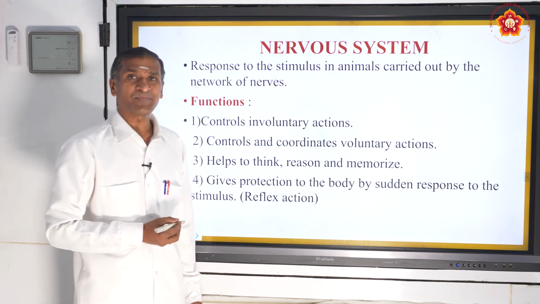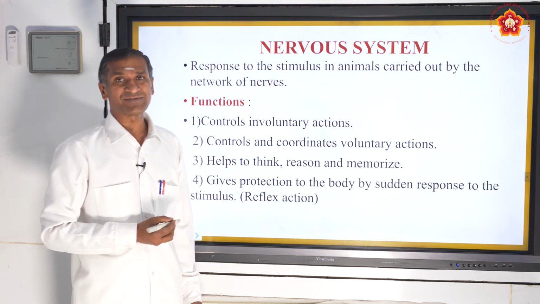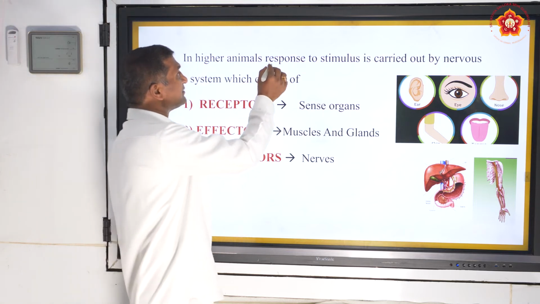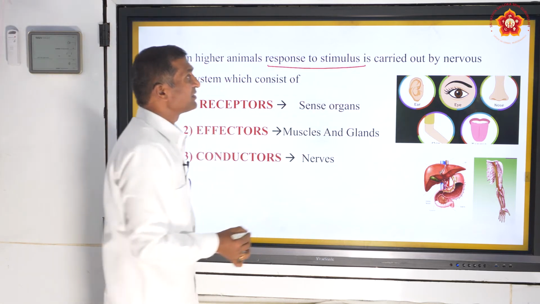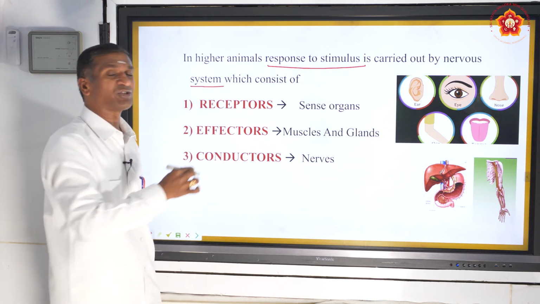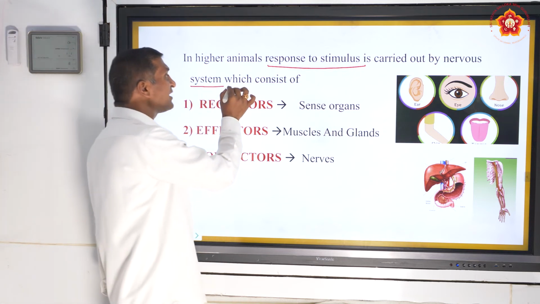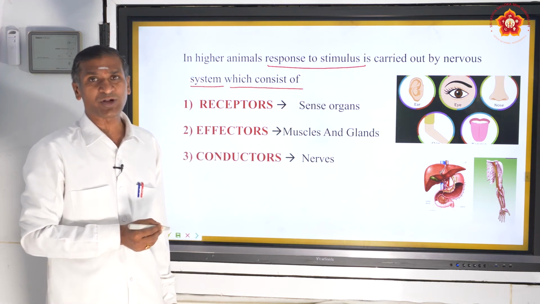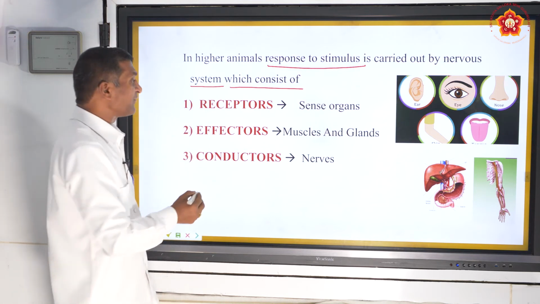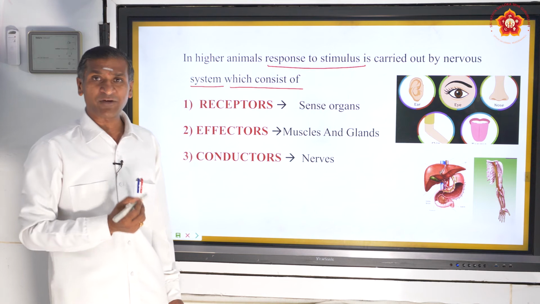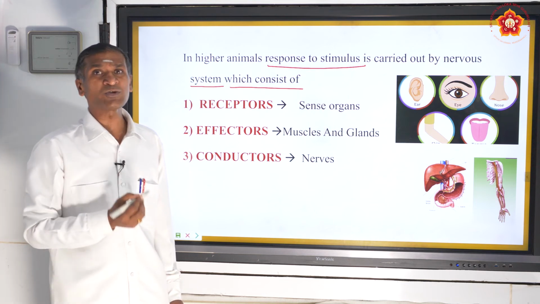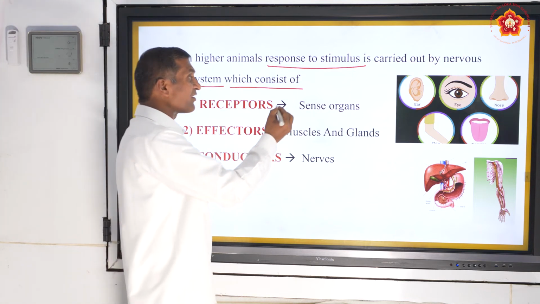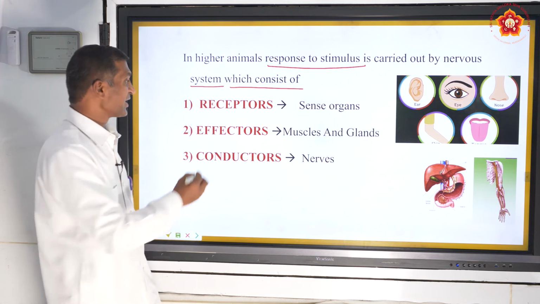So the nervous system is a network of nerves. And what are these nerves? In higher animals, this response to stimulus is carried out by the nervous system, which you already understood. And this nervous system in higher animals consists of nerves, which I already told you is a network of nerves. And which are the nerves found in the body? Those nerves are categorized and arranged in these parts also.